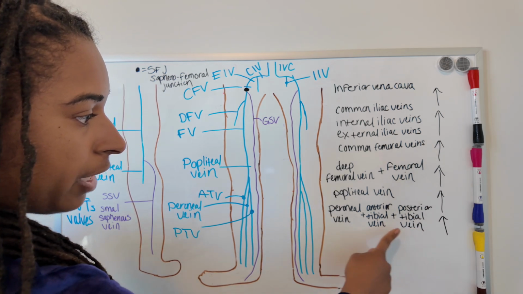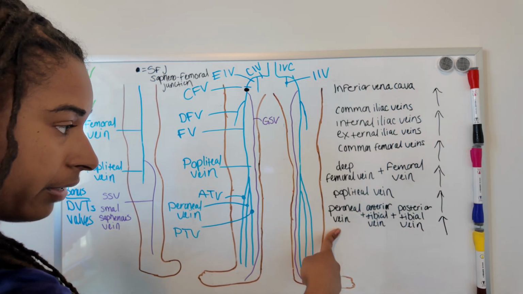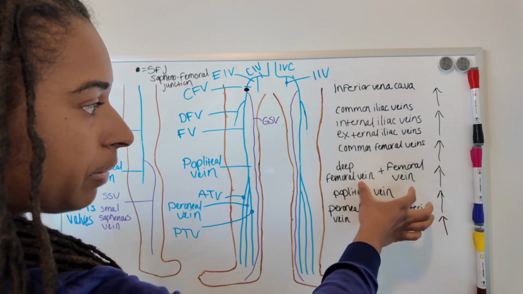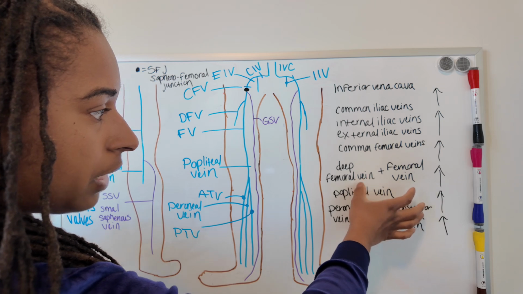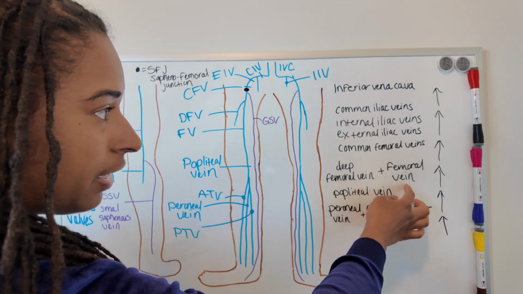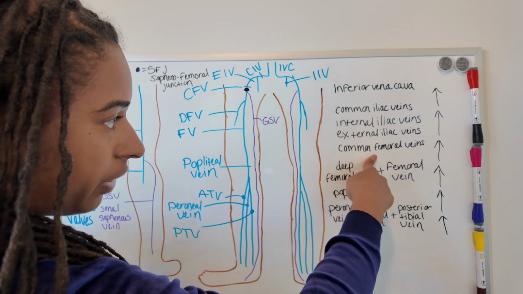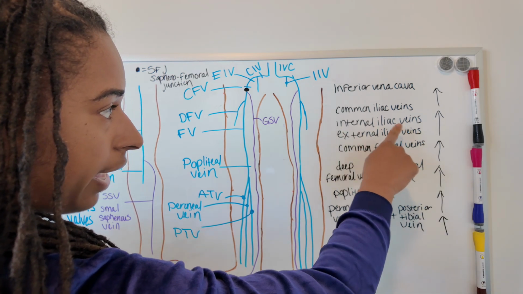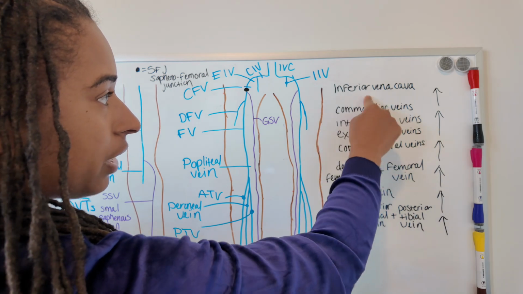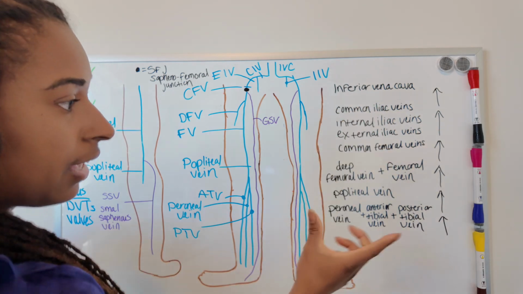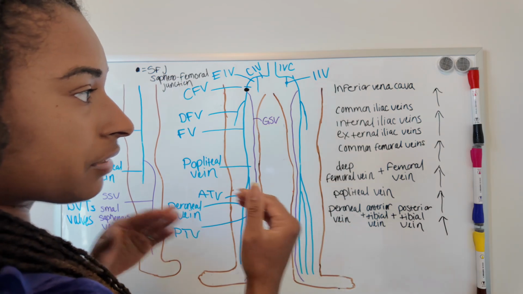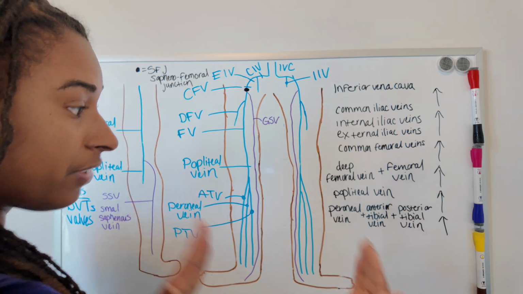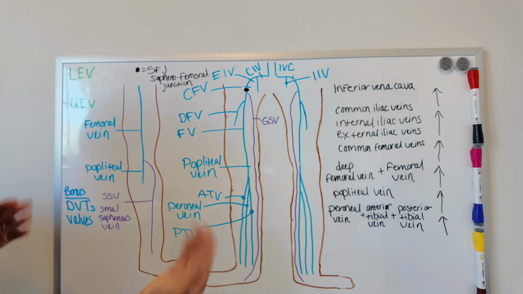The posterior tibial vein plus the anterior tibial vein plus the peroneal vein, they join together to become your popliteal vein, okay? Which then becomes your profunda femoris, or your deep femoral vein, and your femoral vein, which then become your common femoral vein, which then becomes the external iliac vein. You have your internal iliac vein, common iliac veins, and then you get up to your big one, which is the IVC. So smaller vessels come together to become larger vessels in the venous system, okay?